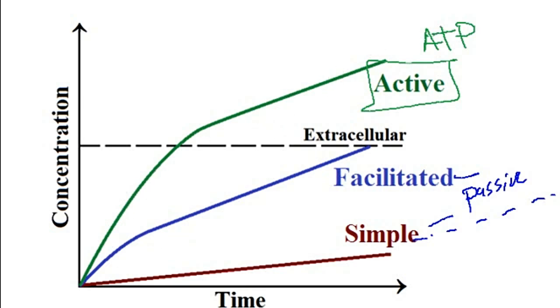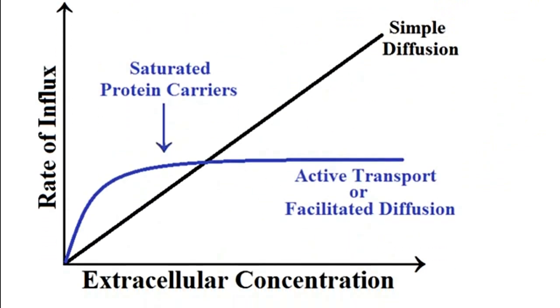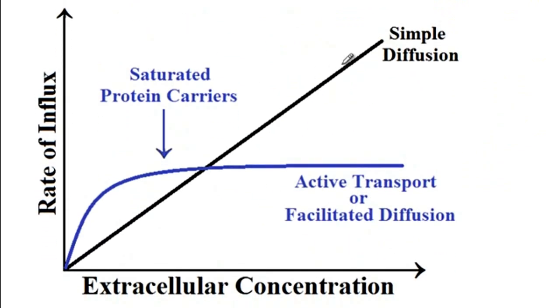And then the last point I would like to mention here is that with the simple diffusion, since there is only diffusion across the plasma membrane, as you increase the extracellular concentration, therefore the rate of the influx will also increase. However, with both the active and facilitated diffusion, since they are dependent on some transport proteins, therefore they are going at a faster rate, but then these proteins can become saturated, and thus they would eventually reach a plateau.